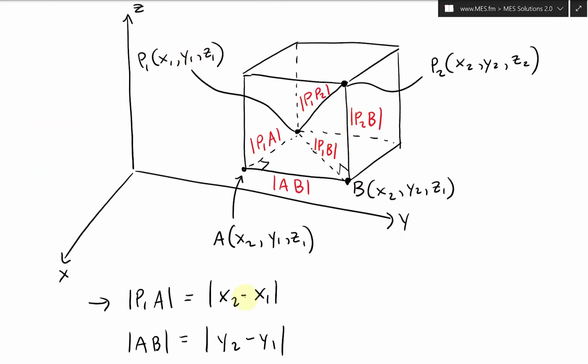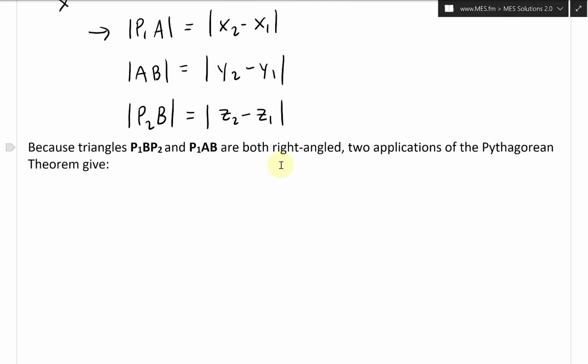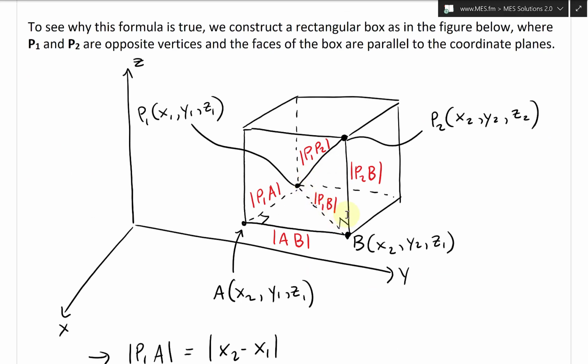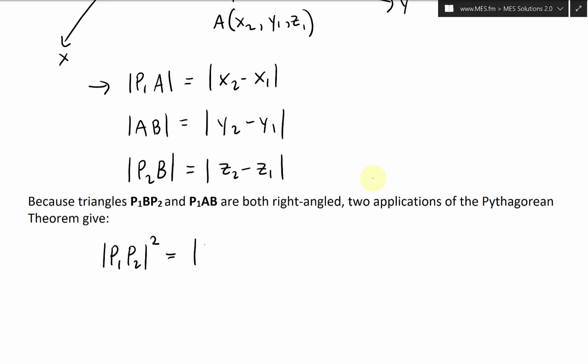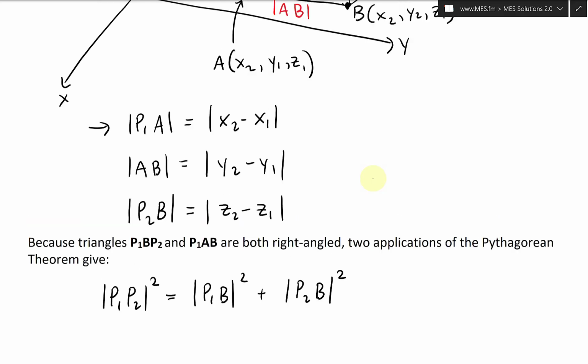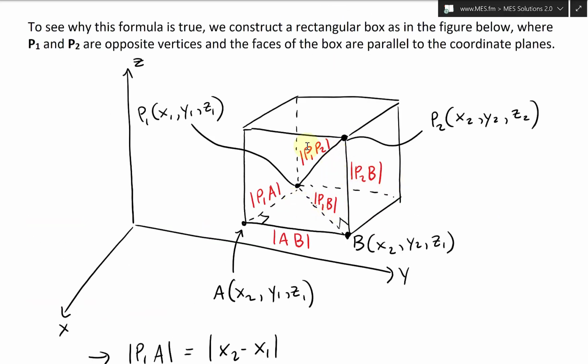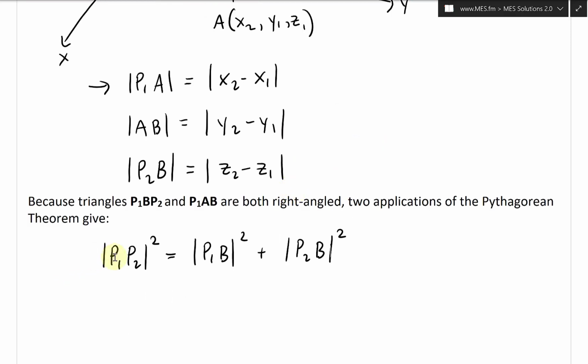Two applications of the Pythagorean theorem give, let's write it out, our distance P1P2. I'm going to square it, because by the Pythagorean theorem, the absolute value of P1P2 squared is equal to P1B squared plus P2B squared. That's this part right here, this and this over here.